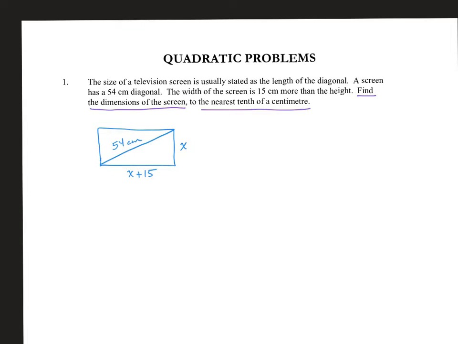Now that we have a labeled diagram, it's time to jump in and use what we know. So you take a look at that diagram. That diagram is a rectangle. I could work some information with a rectangle. I could calculate the area of a rectangle, the perimeter of a rectangle. However, hopefully it's jumping out at you that by forming that diagonal, you actually form a right triangle. And you do know all three sides of that right triangle.